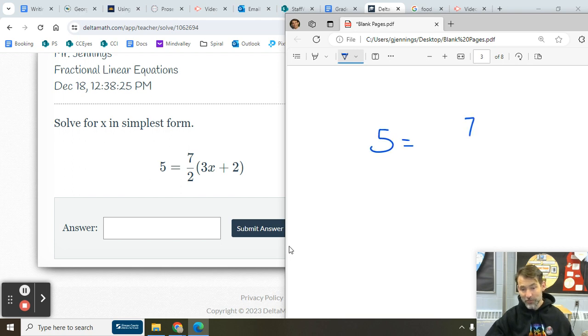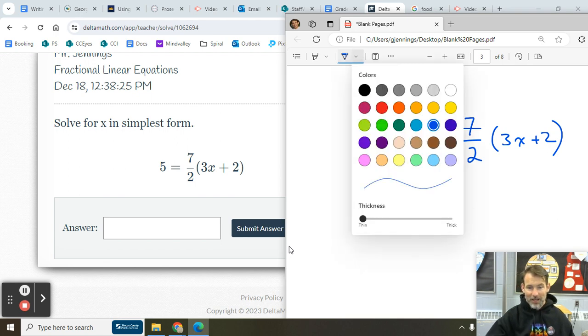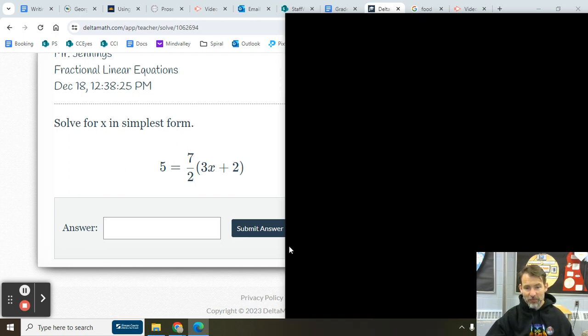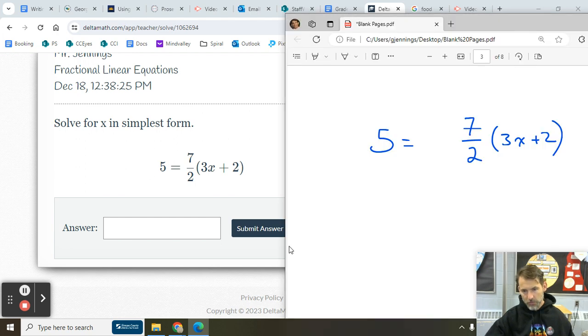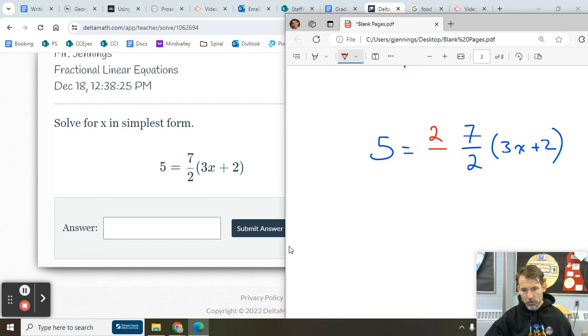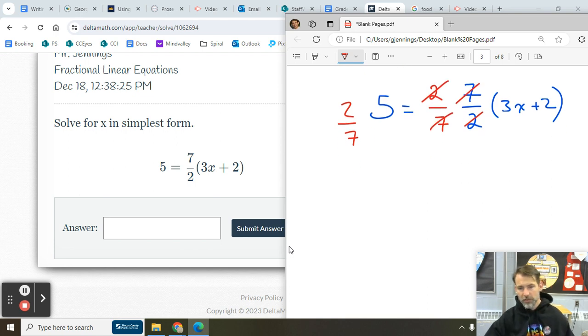5 equals, I'm going to give myself some space here because I'm going to do a trick. 7 over 2 times 3x plus 2. Here, I'm going to actually do a trick. I'm not going to distribute that in. I'm going to multiply both sides by 2 over 7. Okay, that's going to cancel that, and remove a whole bunch of fraction operations from this.